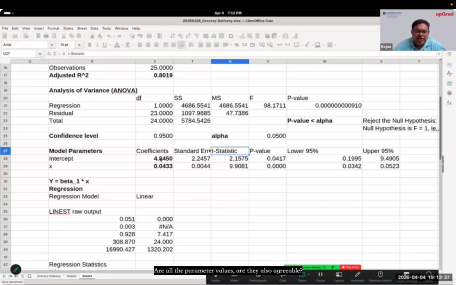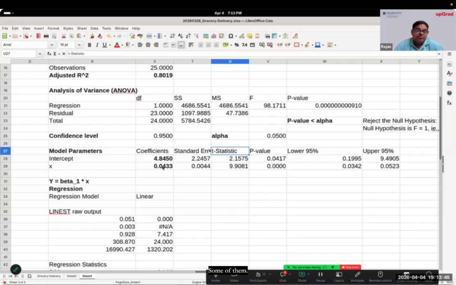We ask the question: okay, to some extent the model is agreeable, but are all the parameter values also agreeable? Or are some of them actually 0? So what we have to do is check for each of these parameters, and we will have to do statistical hypothesis testing. So what do we do?